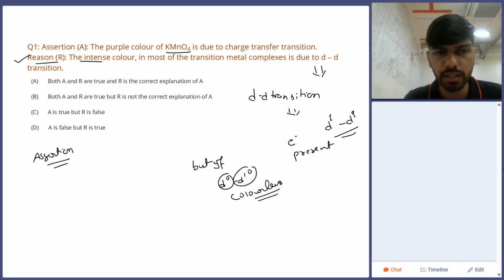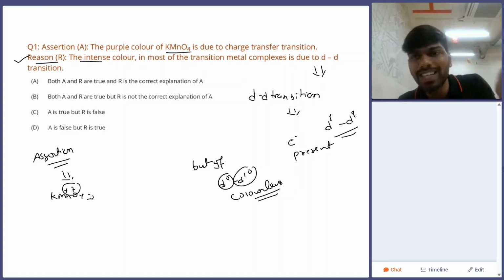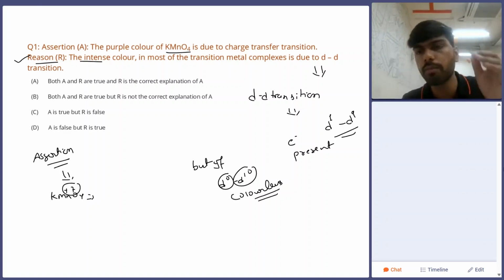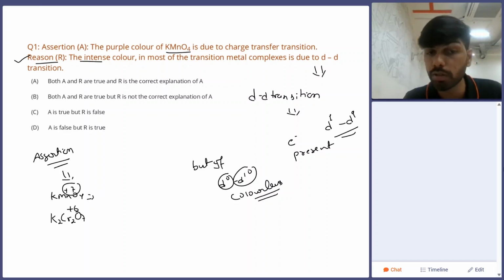In the assertion, KMnO4, if you look at this, is plus 7. Plus 7 means there is no d electron, but still it is colored. Then some other concept is also applicable. And if you look at potassium dichromate, K2Cr2O7, it is plus 6. There will also be no d electron, so they show color due to charge transfer. Here, oxygen, look at it here, Mn is in plus 7.